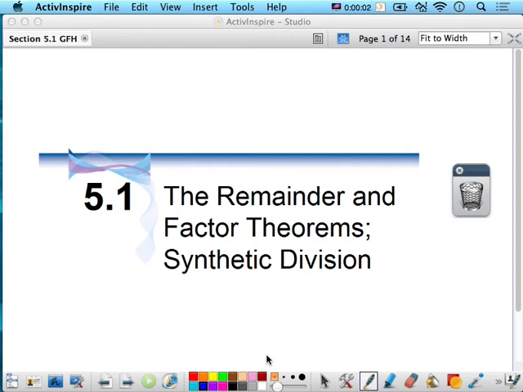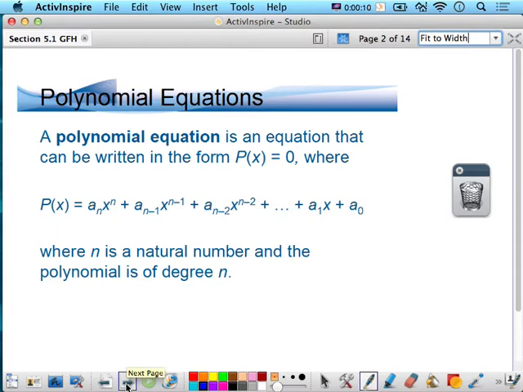Let's talk now about section 5.1, the remainder and factor theorems, along with synthetic division. For starters, we want to make sure everybody understands what a polynomial equation is. That's what chapter 5 is going to be dealing with, polynomial equations. We've worked with these before.